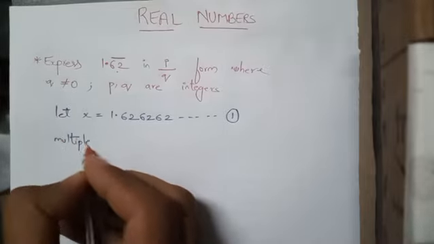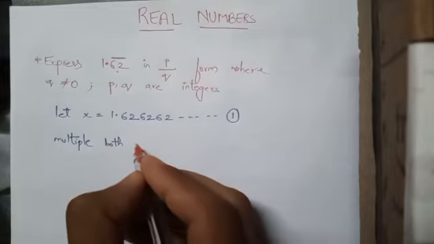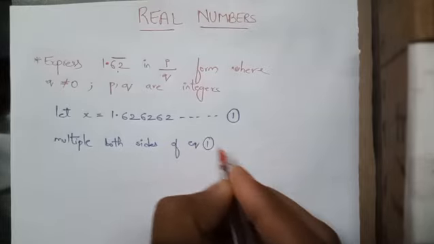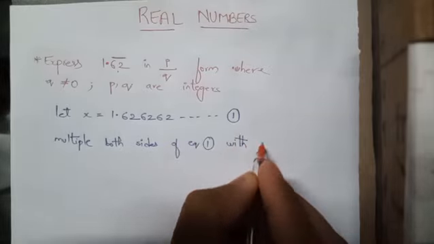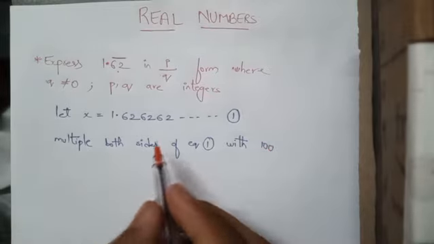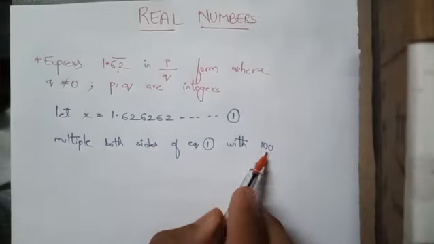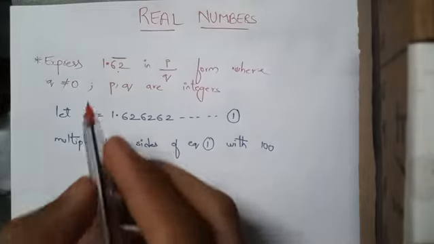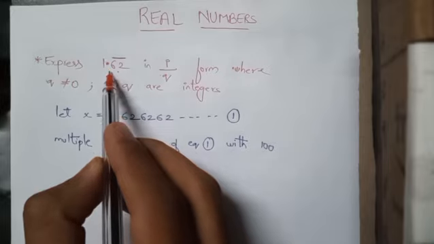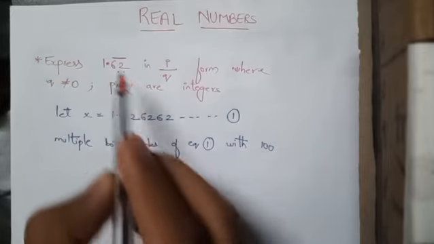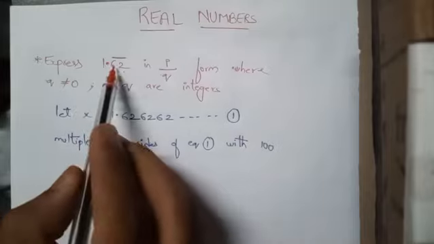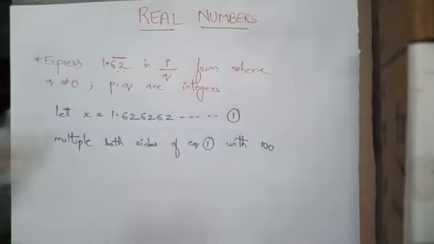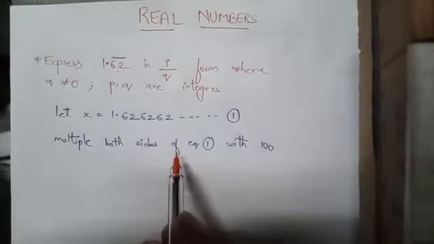Now you have to multiply both sides of equation 1 with 100. Why 100? Why are we multiplying both sides by only 100, and not by 10,000? Because after the point there are two numbers. If there are two numbers, we take two zeros. If there is one number, we take one zero. If there are three numbers, we take three zeros. This is the procedure.